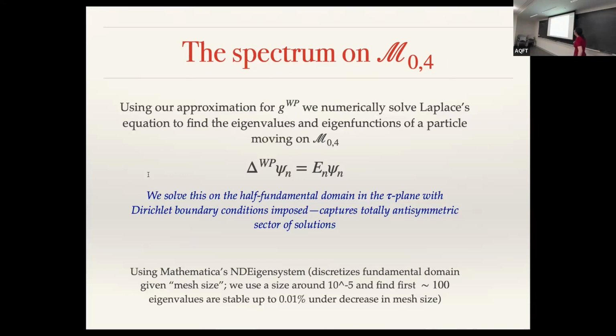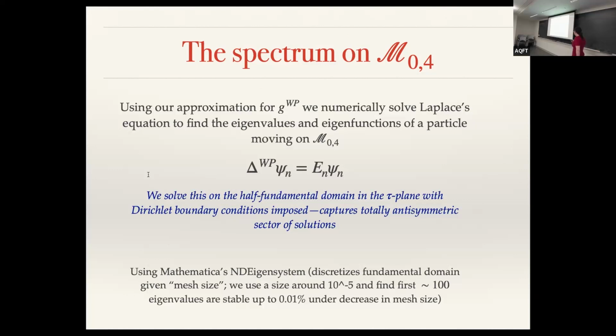And so we'll solve this Laplace equation numerically, given our numerical approximation to the metric, in the shaded half fundamental domain I showed you earlier in the tau plane. And then on the boundaries, we impose Dirichlet boundary conditions, which captures only a sector of solutions to the Laplace equation that's totally antisymmetric. So we're ignoring some other sets of eigenfunctions with various different boundary conditions like Neumann or combinations of Neumann and Dirichlet. But these are the easiest boundary conditions to impose, and it will give us a sense of studying the statistics of the spectra in this sector.